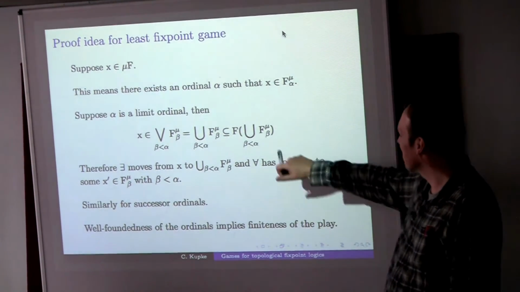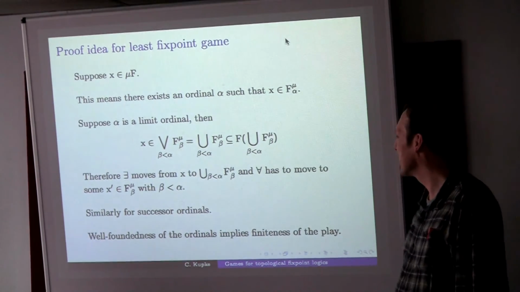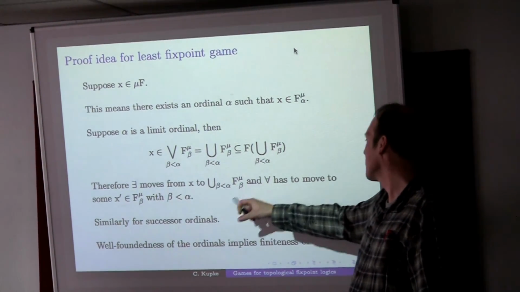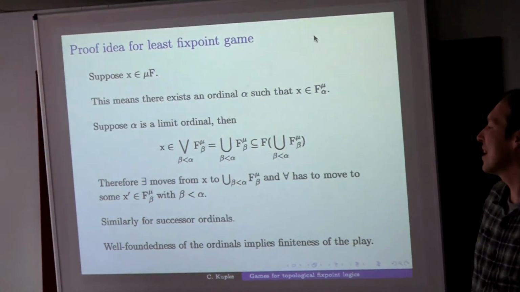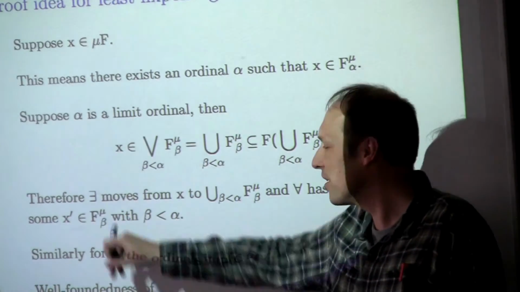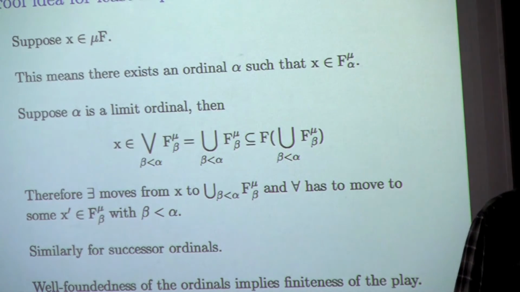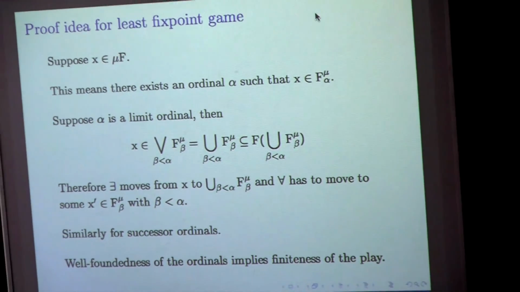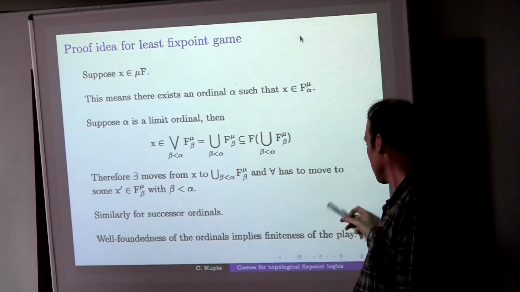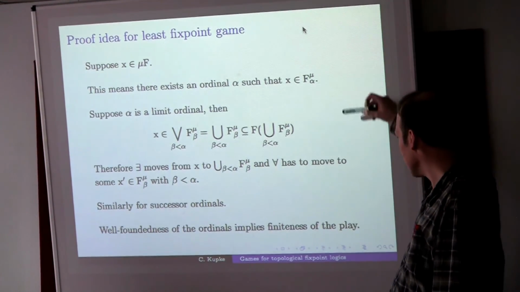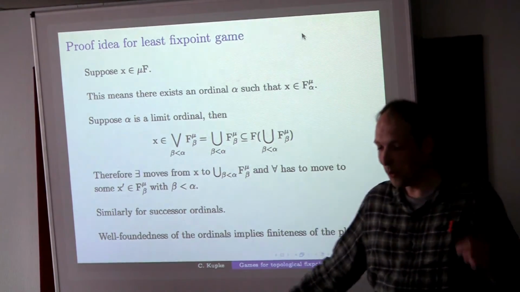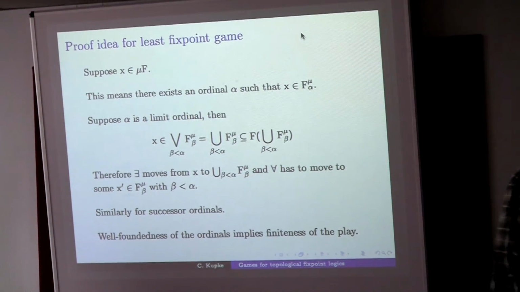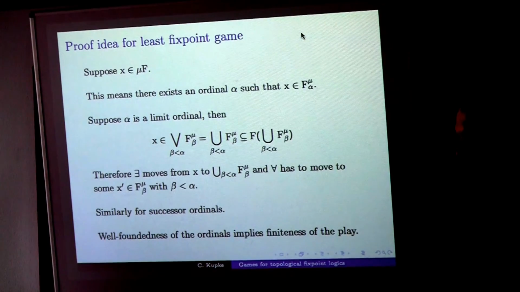So basically you just go down now to a smaller ordinal, and now the game continues somewhere at the smaller ordinal, and by induction we can already assume that from here onwards Eloise will have a winning strategy. Similarly for successor ordinals. And so indeed, the well-foundedness means that basically Abelard will get stuck at some point.